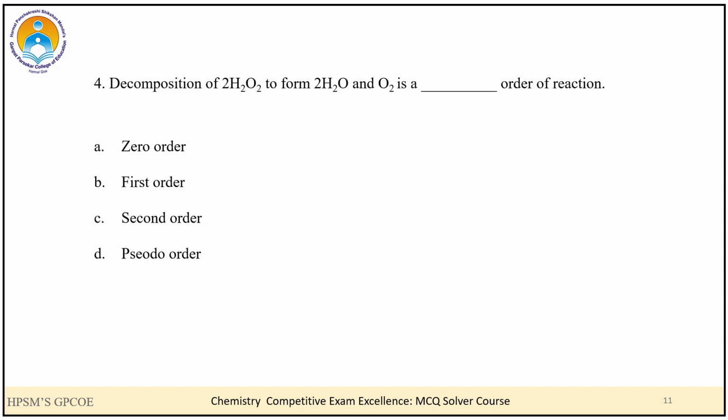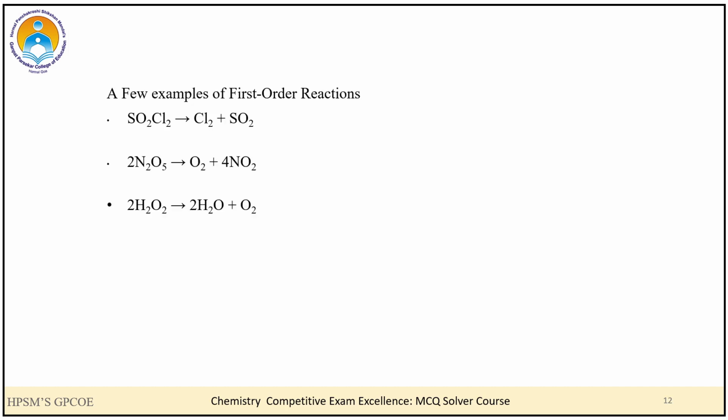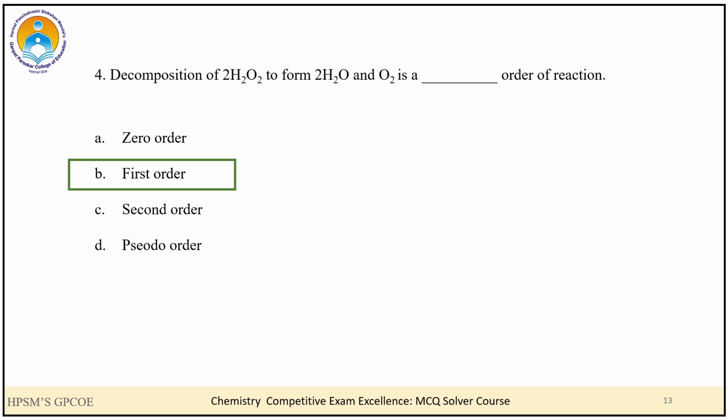Question number 4. Decomposition of H2O2, that is hydrogen peroxide, to form 2 water molecules and oxygen molecule is a dash order reaction. Options given are 0 order, first order, second order and pseudo order. Solution. A few examples of the first order reactions are given here. As you can see, H2O2 giving you 2H2O plus oxygen is an example of a first order reaction. Option number B, stating first order, is the correct option.